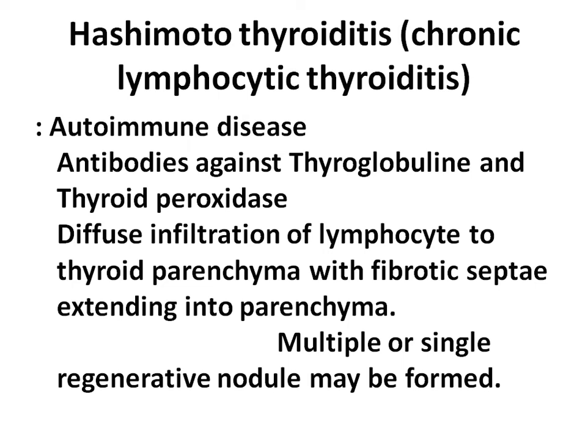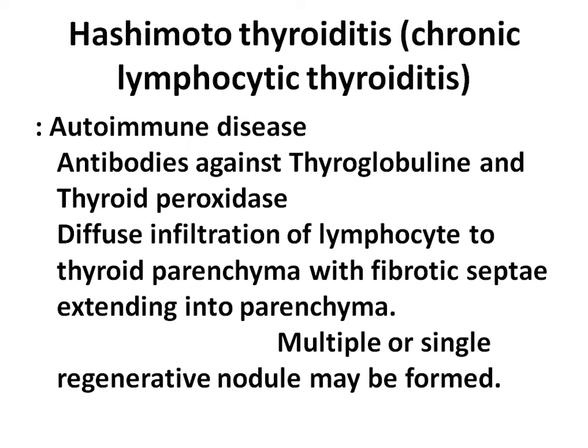Here, antibodies are generated against the thyroglobulin, which is a glycoprotein synthesized by the follicular cells of the thyroid, and also against the thyroid peroxidase, which is again a very important enzyme that is a catalyst for the synthesis of the thyroid hormones, namely T3 and T4.